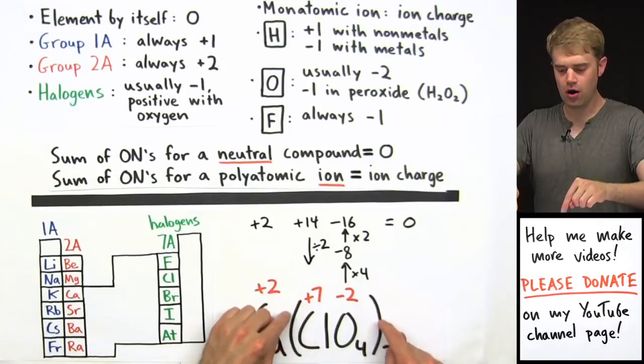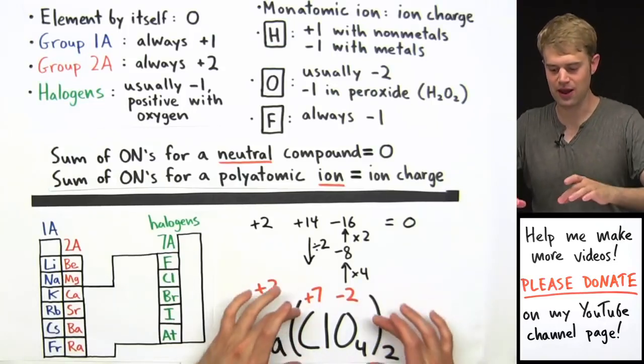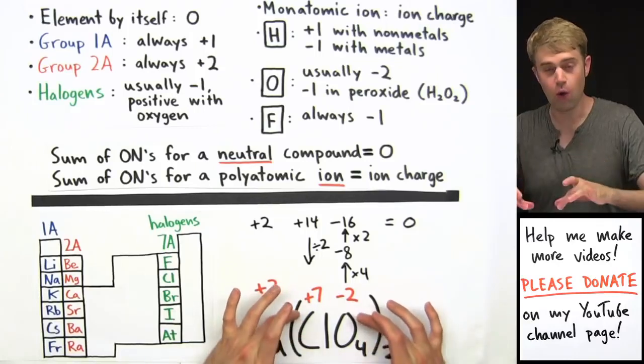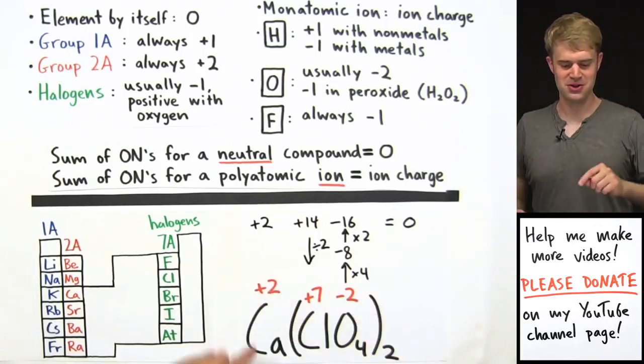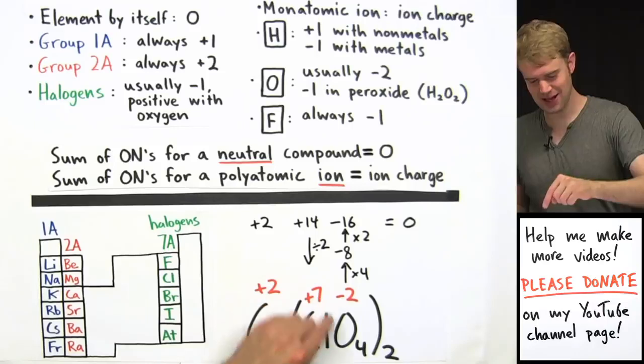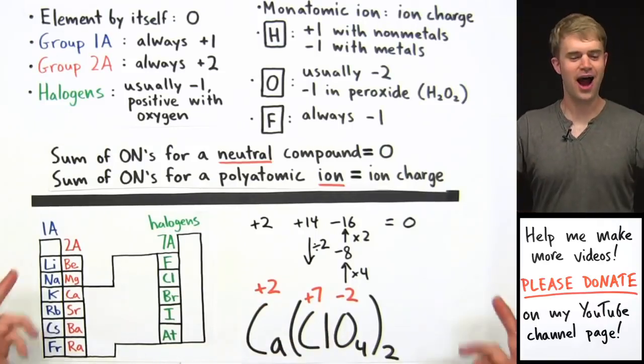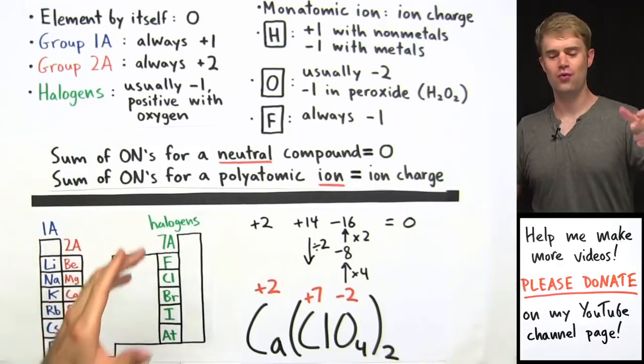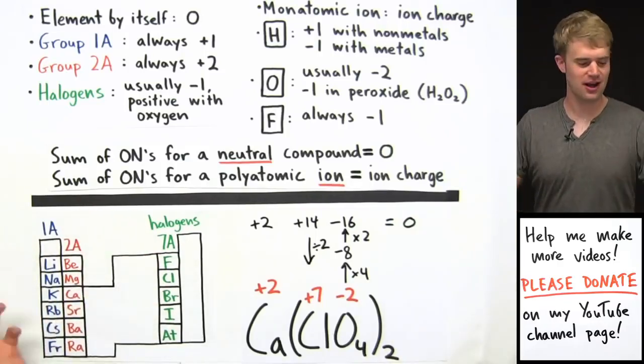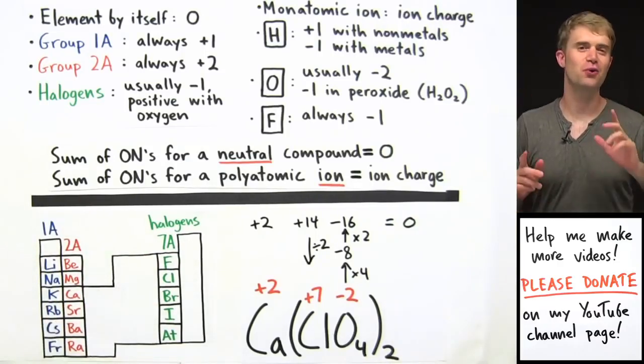Remember, this is all because of these parentheses that mean we have 2 of this whole chunk. Okay, so plus 2 for calcium, plus 7 for chlorine, and minus 2 for oxygen. So I bet you've gotten really comfortable with figuring out these oxidation numbers. After watching this video, I hope that you are all set.